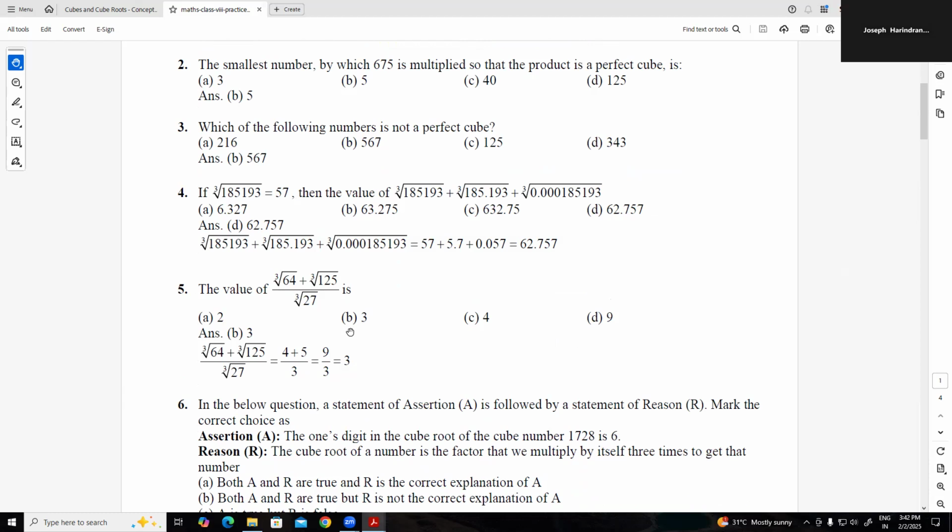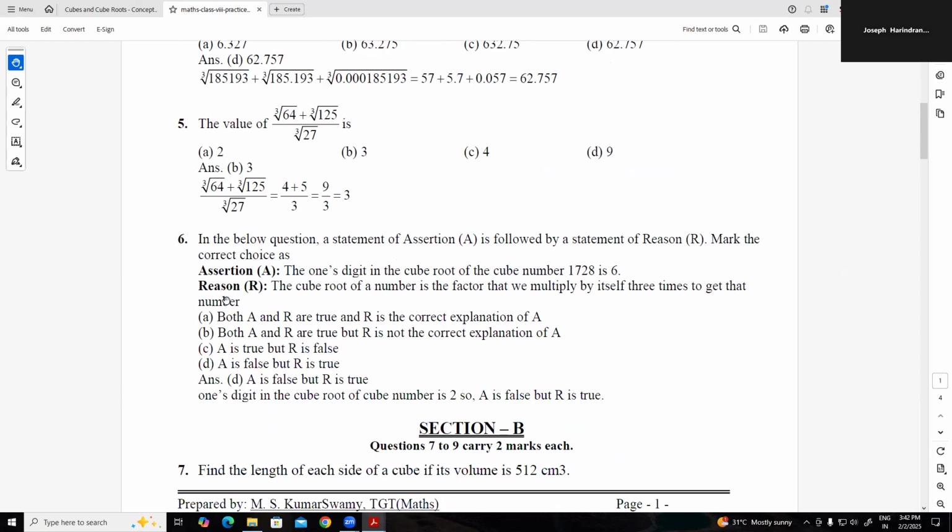That's all. Now, the assertion reason questions. You should be careful while you answer these. Option A is: both A and R are true, and R is the correct explanation of A. The assertion is a statement, and the reason is the explanation or justification for the statement. Let us see how. The ones digit in the cube root of the cube number 1728 is 6.